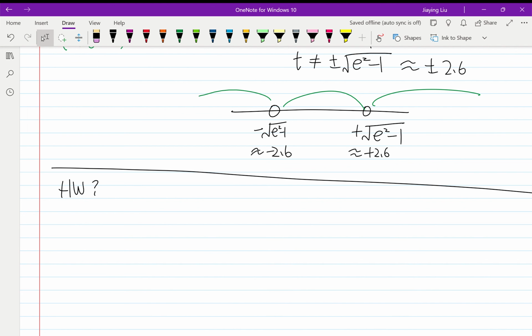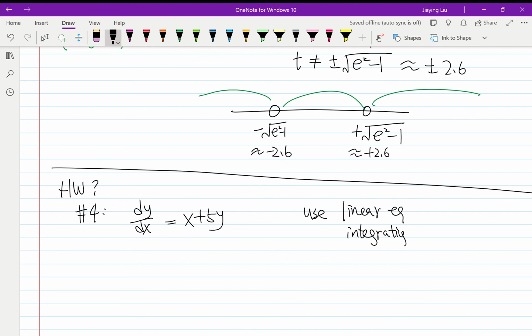One question asked by someone else in a different section was number 4. I just want to point out how you begin with that problem. You have dy/dx equals x plus 5y, and we want to solve this using the linear equation method with the integrating factor. So we want the equation in the form y' plus p(x)y equals f(x). That's the setup if you want to use the integrating factor correctly.